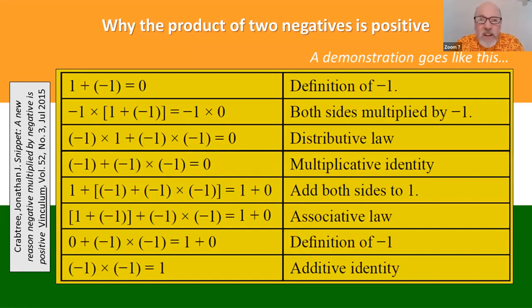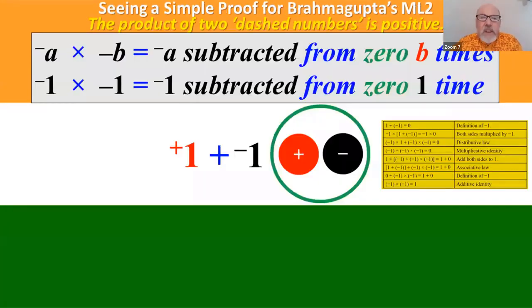Not going to show it to you now. I'm just showing you how complex it is. Now, negative a multiplied by minus b, or negative 1 multiplied by minus 1, is actually just negative 1 subtracted from 0 one time. So I've got two schematics of 0. I've got positive 1 plus negative 1. That's the symbolic representation, the numeric count of 0.